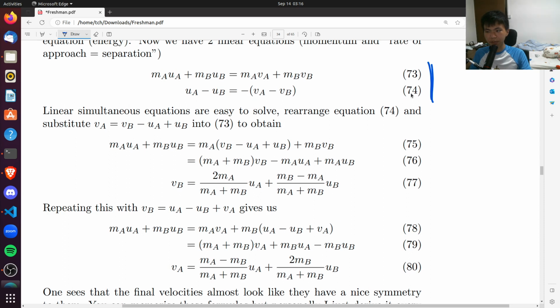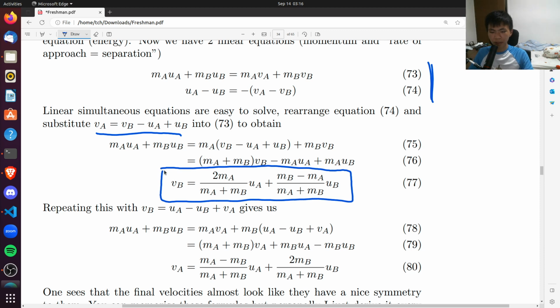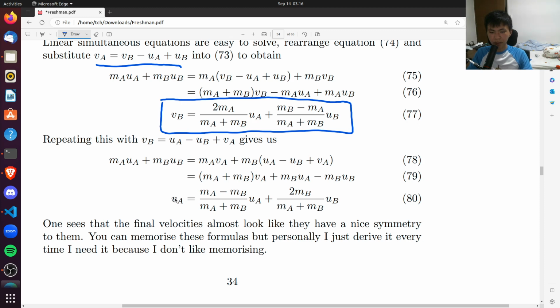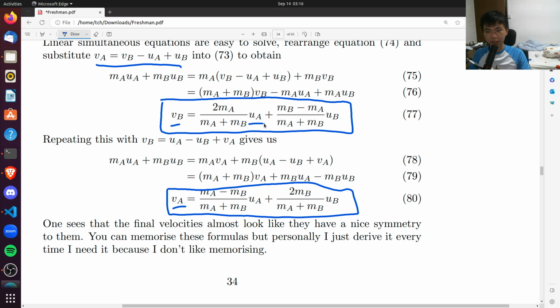So we just rearrange equation 74 into the following and substitute back into equation 73, and then we get the following solution for VB. Okay, and likewise, if we continue, then we can get a solution for VA. Now we have fully solved for VA and VB in terms of the initial velocities UA and UB as well as the ratio of the masses. Personally, this looks a bit messy. There's a factor of 2m here, mB minus mA, and so on.